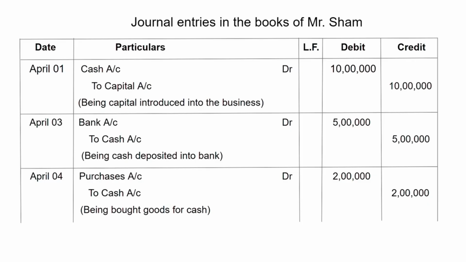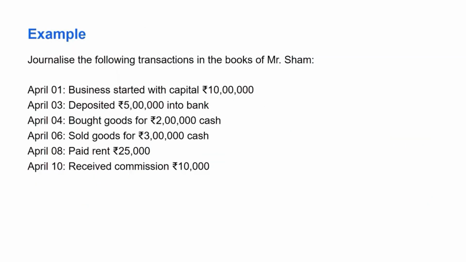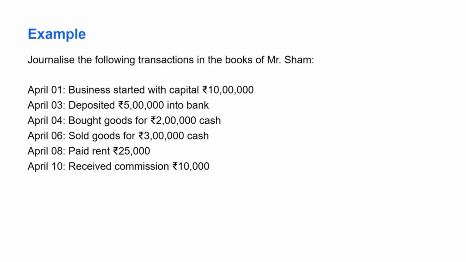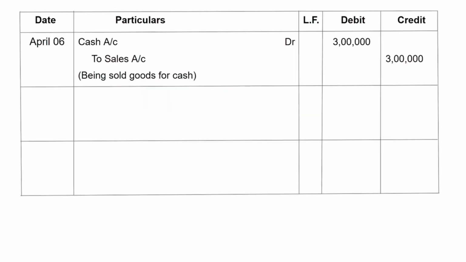April 6, sold goods for 3 lakh rupees cash. Here the two accounts are cash account and sales account. Cash account, it is real account and cash comes in the business, so debit what comes in. And sales is a nominal account and income earned, so credit all incomes. And we record it as April 6th, cash account debit 3 lakh rupees to sales account 3 lakh rupees, and the narration is being sold goods for cash.